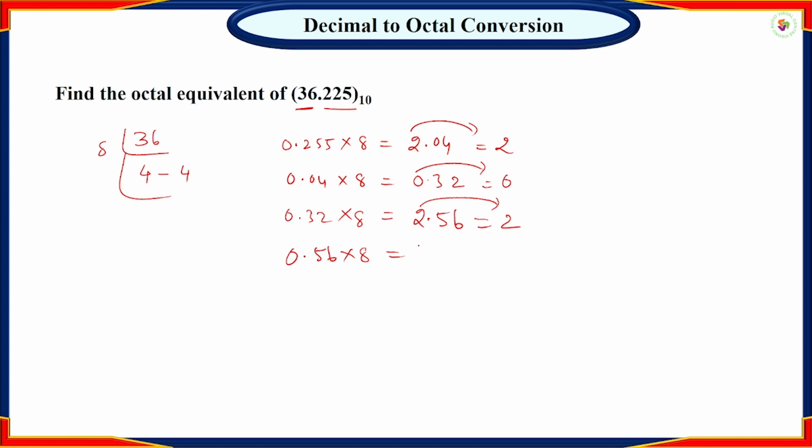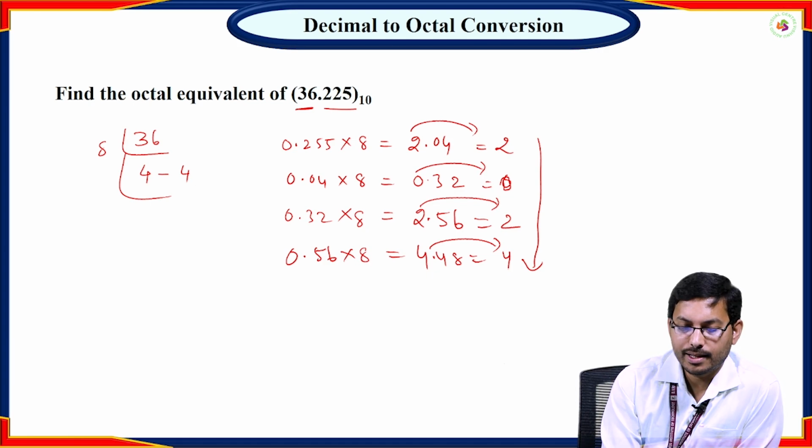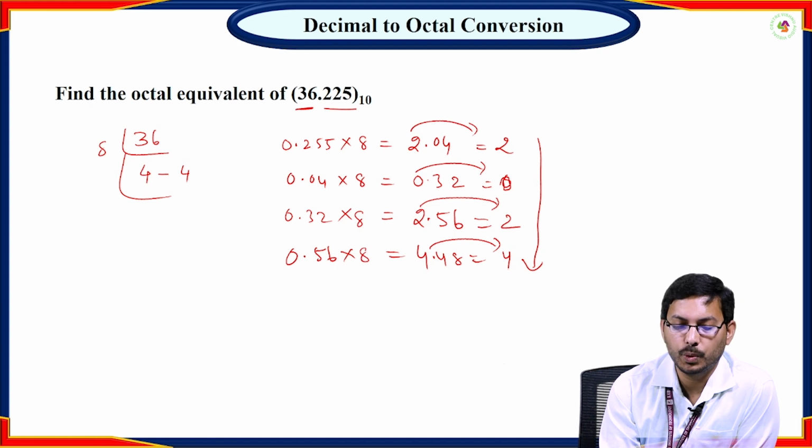So you can get the value as 4.48. So just shift the 4 here. Like that we need to calculate, just 3 digits are enough. So finally, what is the answer for 36.225? It is to convert this decimal number to the octal number system.